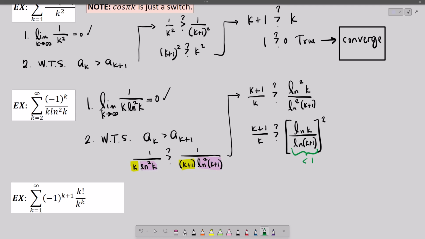Yep. So this side over here is greater than 1. This side over here is less than 1. So is that inequality true or false? Inequality is then true, right? If the left-hand side is always bigger than 1 and the right-hand side is always less than 1, then the inequality is true. So this is true, which tells us that we have convergence.